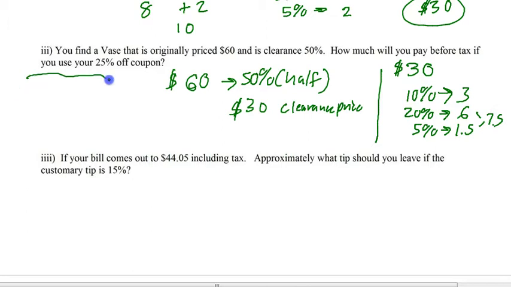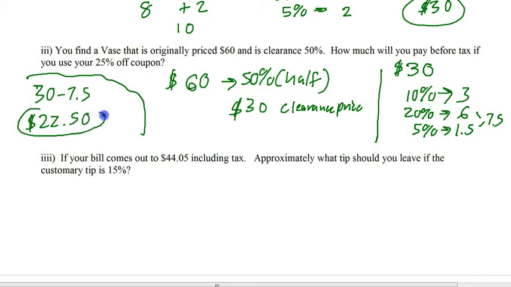Okay, so now our final answer. What is 30 minus 7.5? 22.5. So we would pay $22.50. The other way to look at it is 25% off would be a fourth. So if you can do a fourth of 30, you know that that's 7.5.